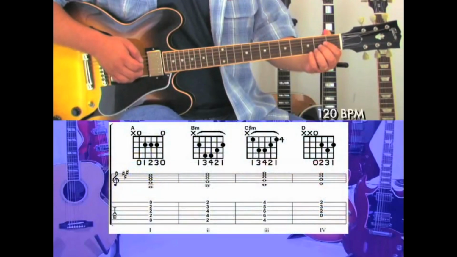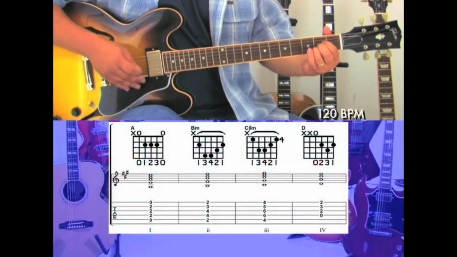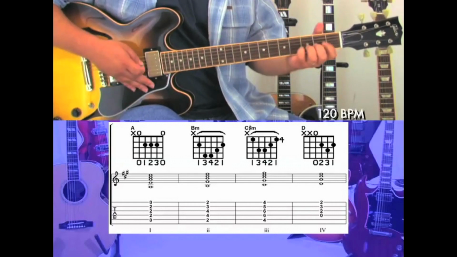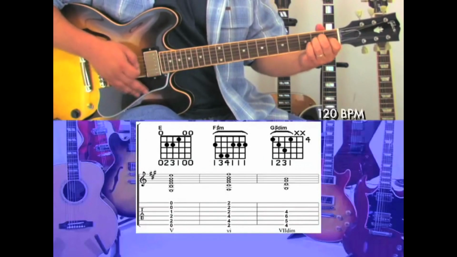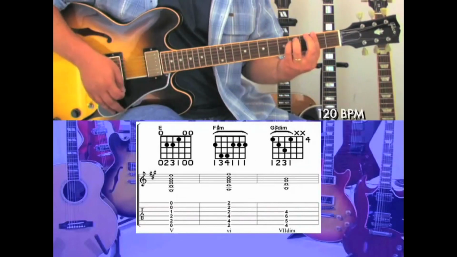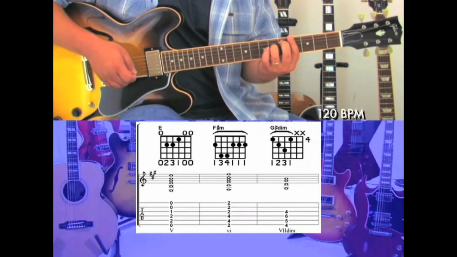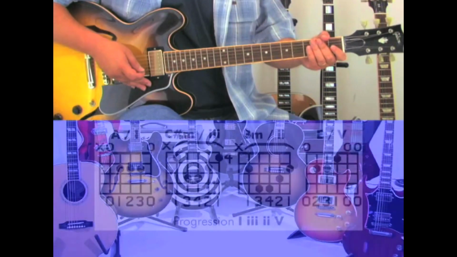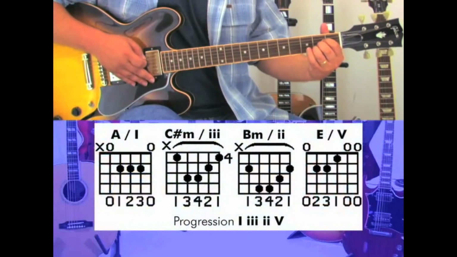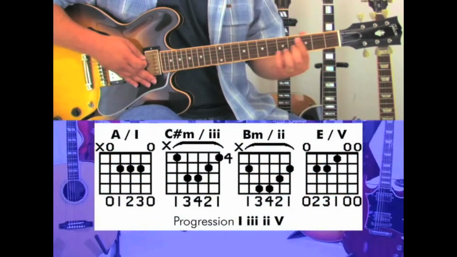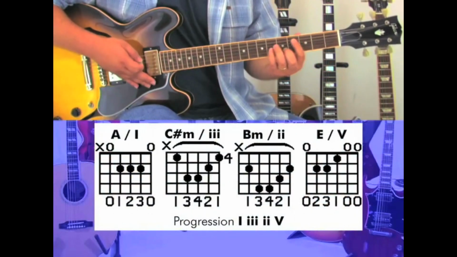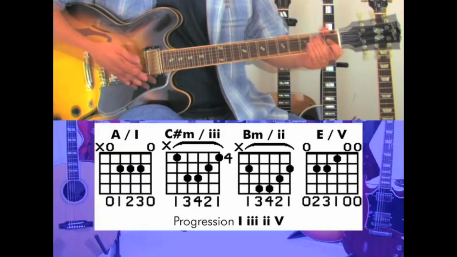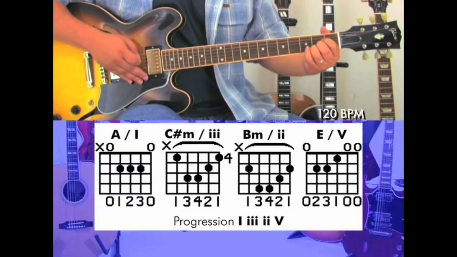One, two, three, four. This progression changes from A to C sharp minor to B minor, then E. One, two, three, four.